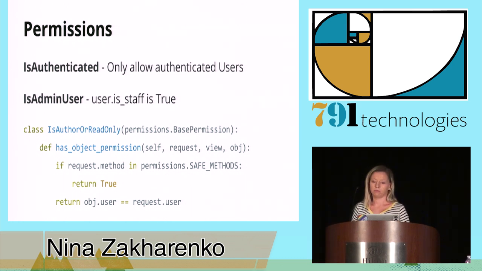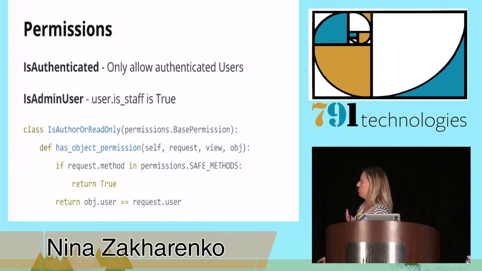Creating your own permissions is actually very easy. Let's say we only want the author of the tweet to be able to edit it. So we create our own permission. We base it off BasePermission. And we create a method called has_object_permission.